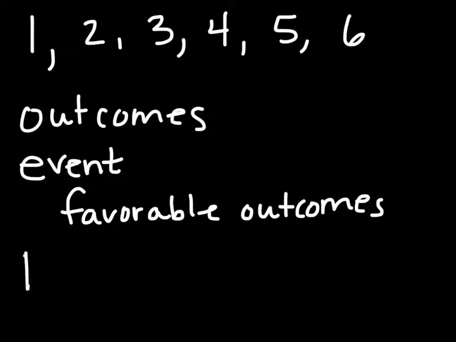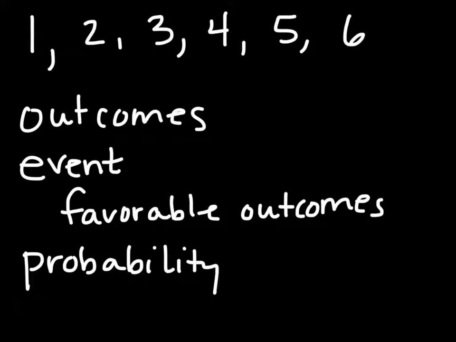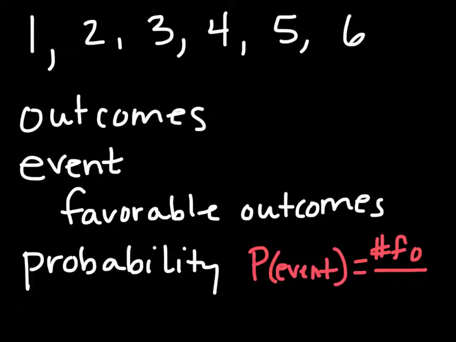The probability that an event occurs is a measure of the likelihood that the event will occur. There is an equation to help us solve for probability. It looks like this: P(event) is equal to the number of favorable outcomes over the number of possible outcomes.